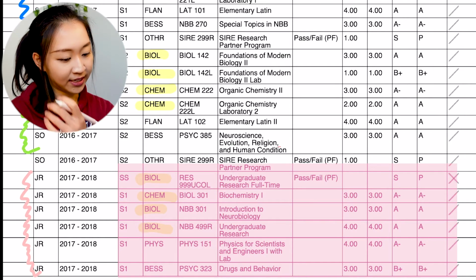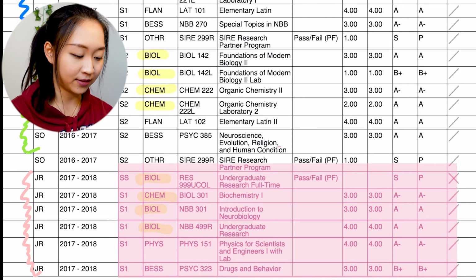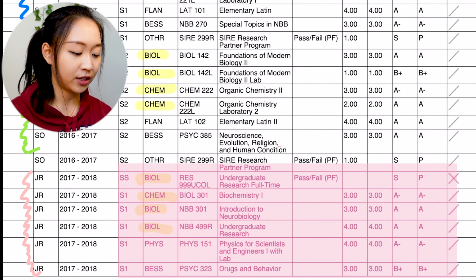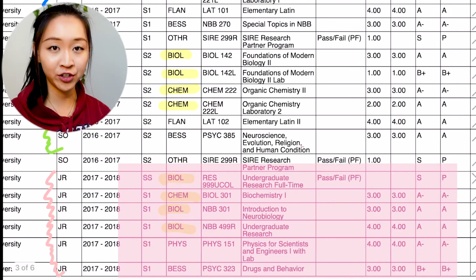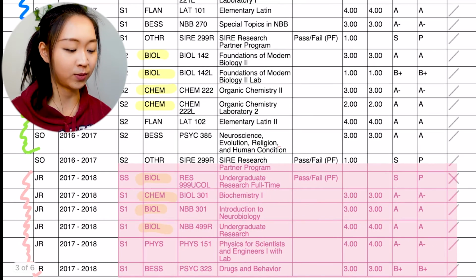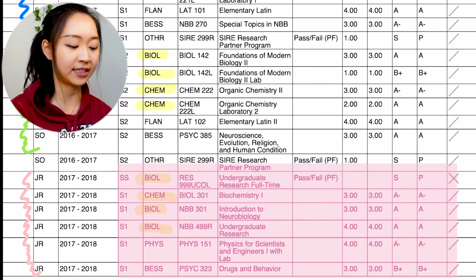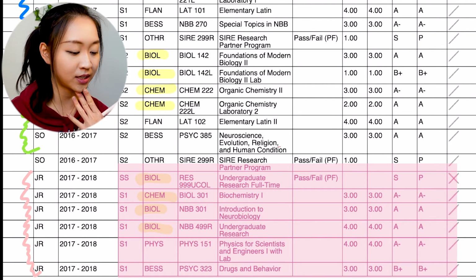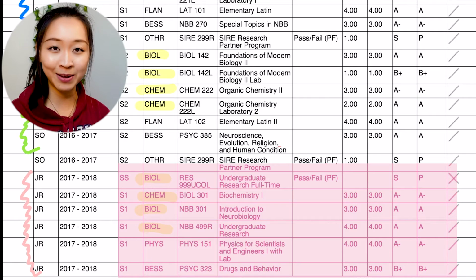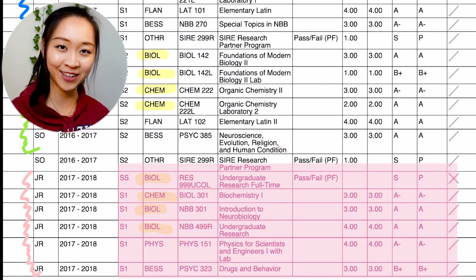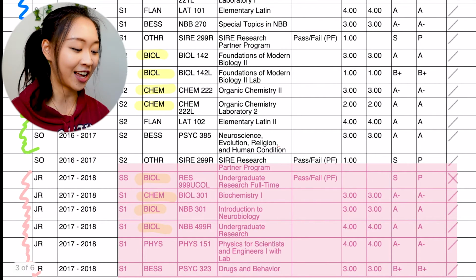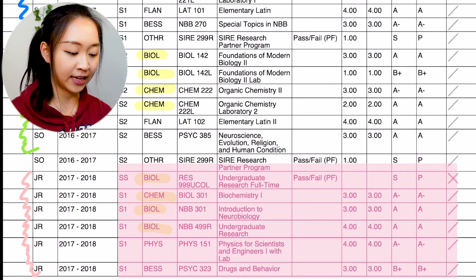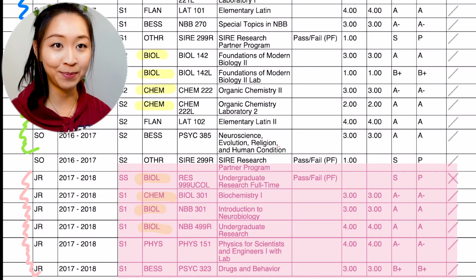I also took physics during my junior year of college. I chose the harder version of the intro physics course, which is physics for scientists and engineers. There is also an easier version of this physics course. At that time, I really wanted to challenge myself because I thought I was really good at physics in high school, and that challenge did not go as well as I thought it would. And then there is psychology, Drugs and Behavior.